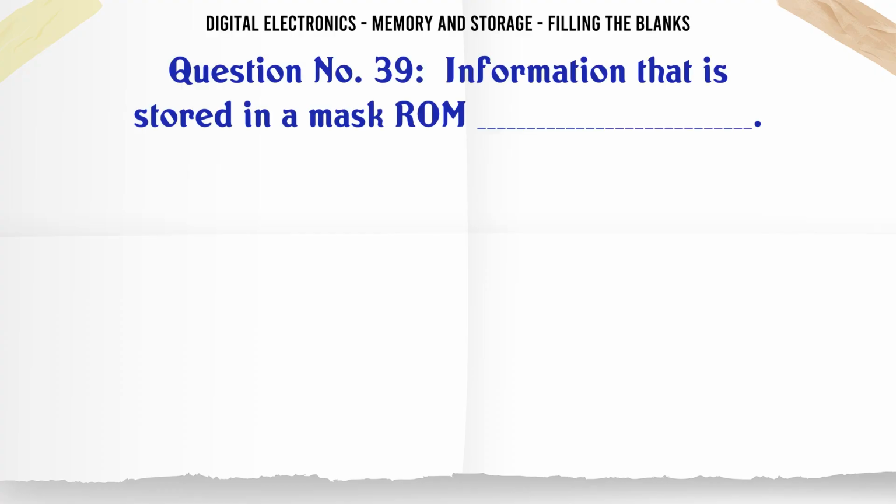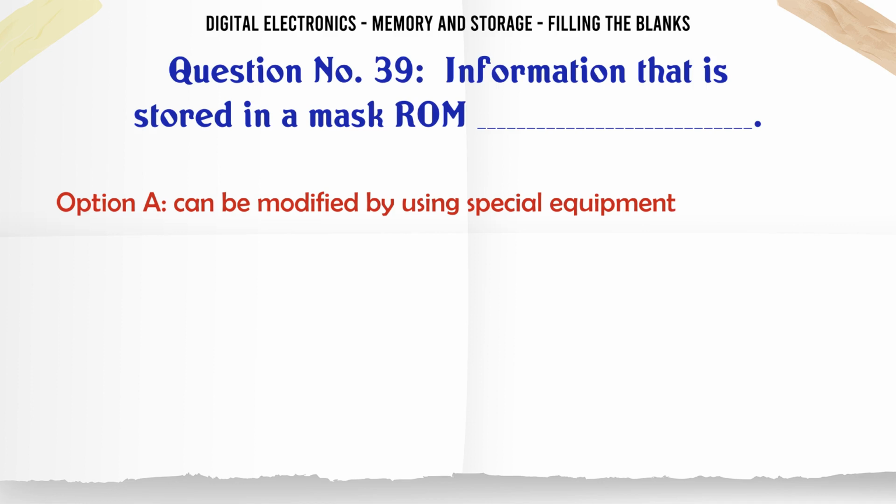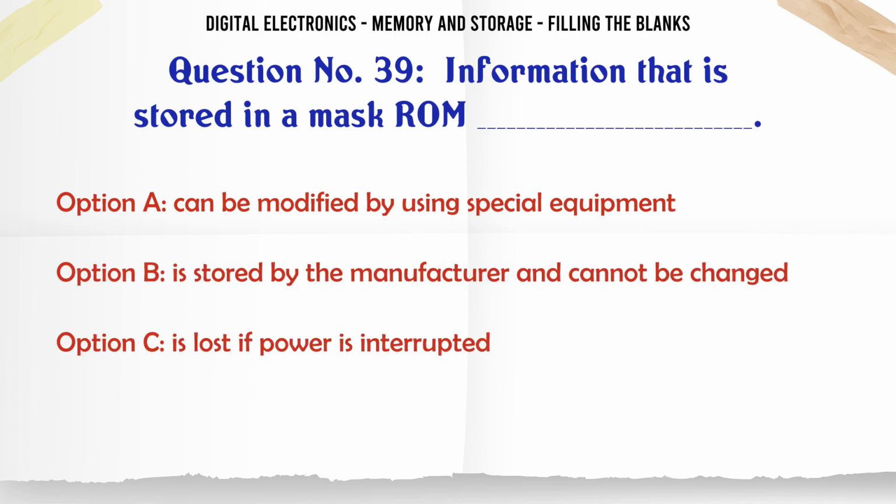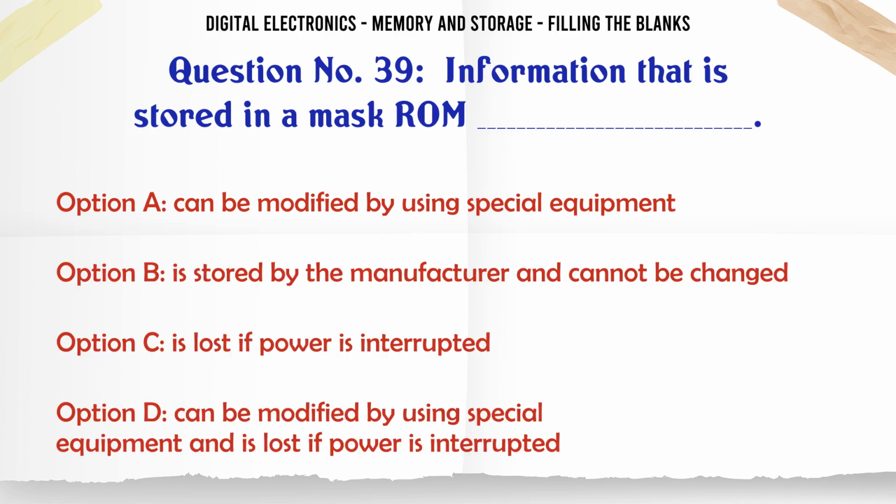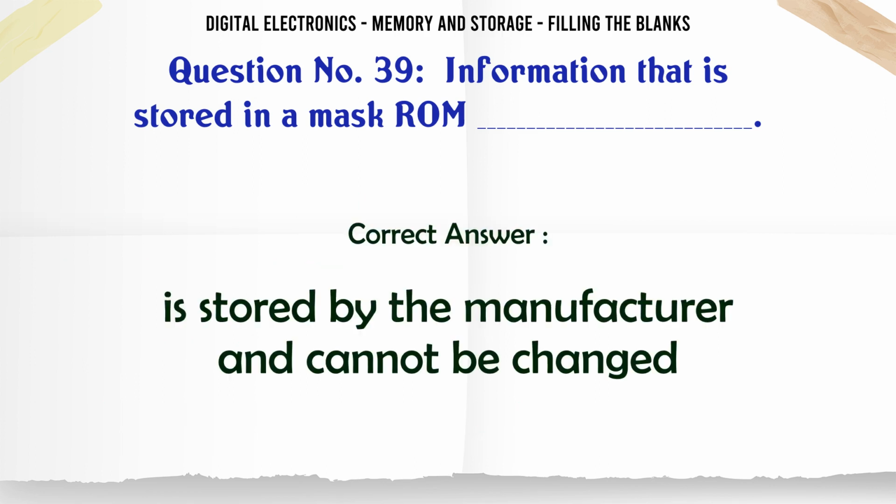Information that is stored in a mask ROM A. Can be modified by using special equipment. B. Is stored by the manufacturer and cannot be changed. C. Is lost if power is interrupted. D. Can be modified by using special equipment and is lost if power is interrupted. The correct answer is stored by the manufacturer and cannot be changed.